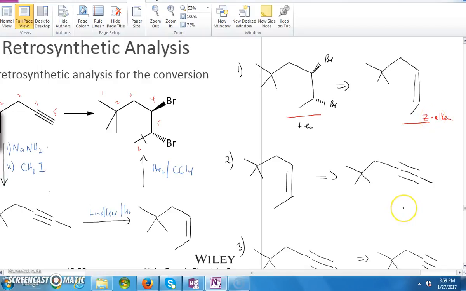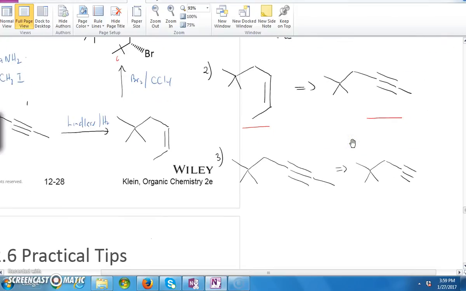How do you make a Z alkene? How do you make a Z alkene? You can make a Z alkene by addition of bromine and subsequent elimination with an excess of sodium amide. You can make a Z alkene from an internal alkyne like this. The question is, how do you make the internal alkyne? The internal alkyne can be made from a terminal alkyne by simply extending the chain by one methyl group. So that's basically how you do it.